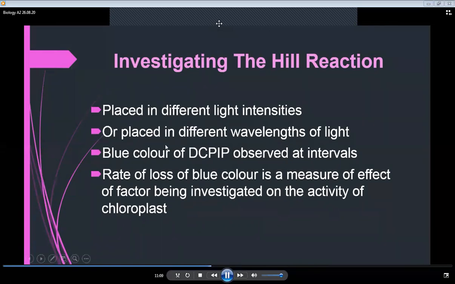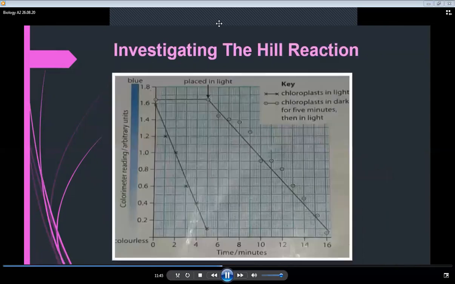Okay, so once these small tubes are placed in different light intensities or different wavelengths of light, we will observe the blue color of DCPIP at intervals, and we will see that the DCPIP is decolorized over some interval of time. So the rate of loss of blue color is a measure of the effect of the factor being investigated, either the light intensity or wavelength of light, on the activity of the chloroplast. Okay, you can see how we can show it graphically.